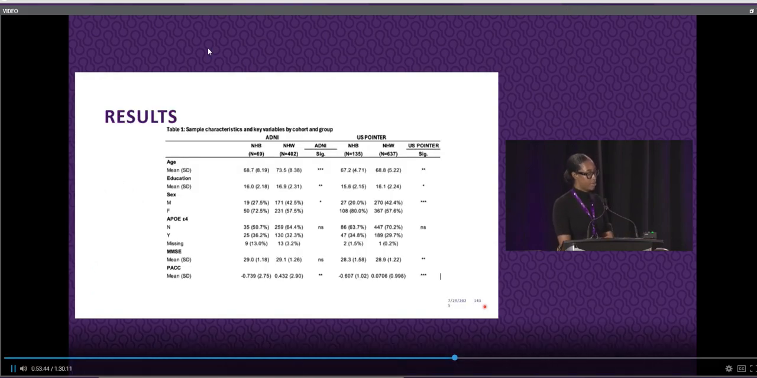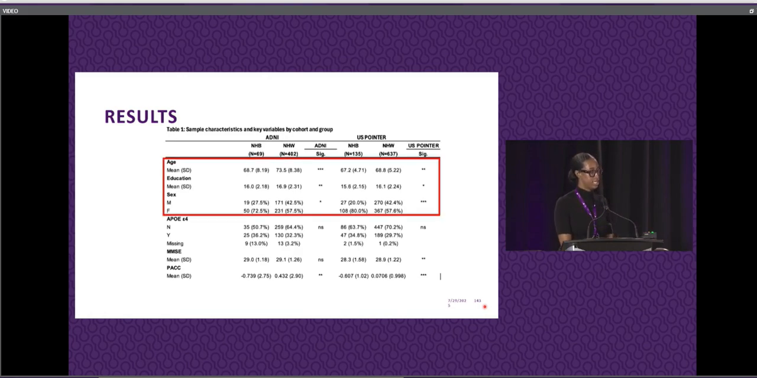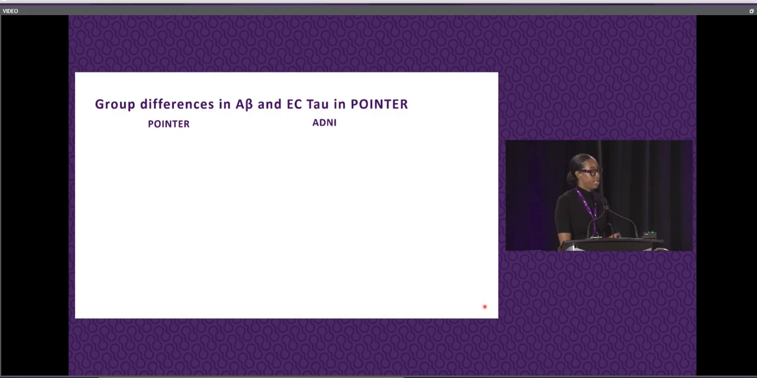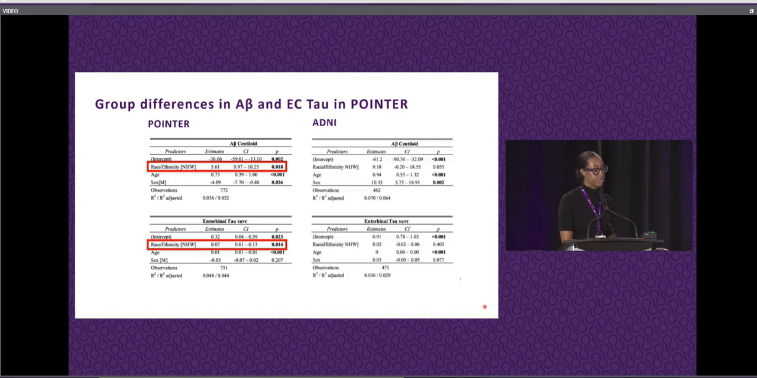When we look at these samples, we see some consistencies in that the Black participants in both cohorts tend to be younger than the white participants, tend to have a lower mean years of education, and are disproportionately female. They also tend to have lower mean PAC scores. And when we look at the cohorts, again, we see group differences in amyloid and entorhinal tau in POINTER. Specifically, in the POINTER cohort, we see that Black participants have lower amyloid and lower entorhinal tau. However, in ADNI, these group differences do not survive corrections for age and sex.